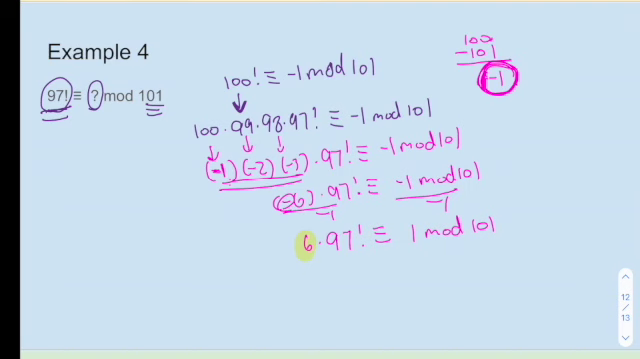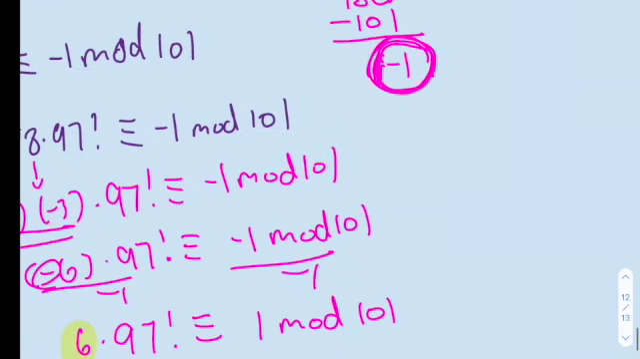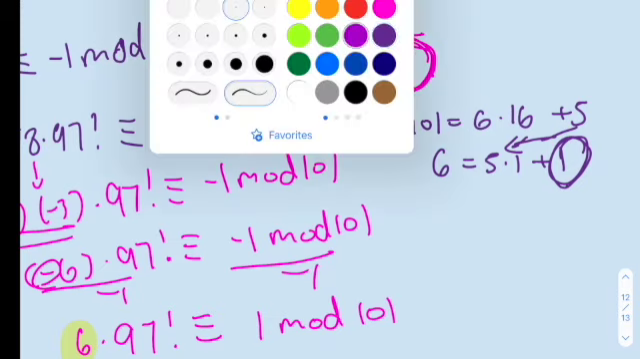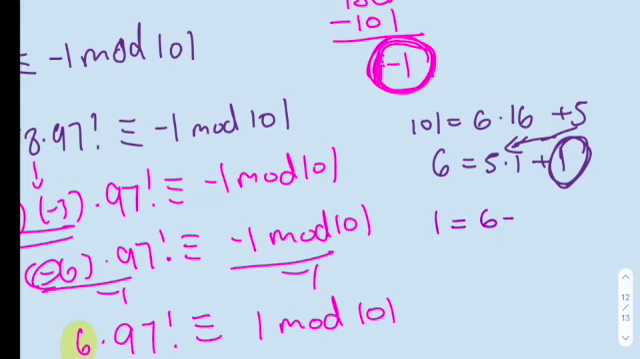So we have 101 is equal to 6 times 16 plus 5, and then we have 6 is equal to, drop the 5 down, 5 times 1 plus 1. Since we have a remainder of 1 here, we can stop and let's rewrite this as 1 is equal to 6, subtract 1 times 5. And then let's do some substitution.